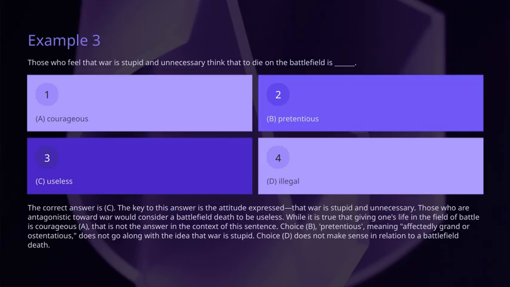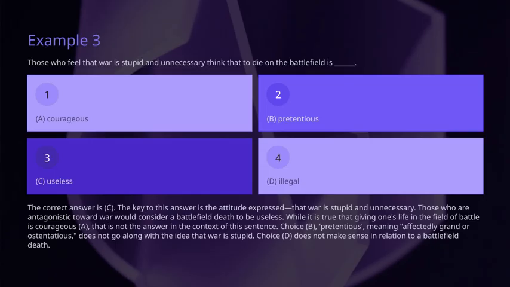Now, it's important to understand why the other options don't fit as well. For instance, A, courageous. While it's true that dying bravely in battle can be seen as courageous, that's not the perspective of someone who thinks war is stupid and unnecessary. They wouldn't see such a death as brave, they'd see it as pointless.